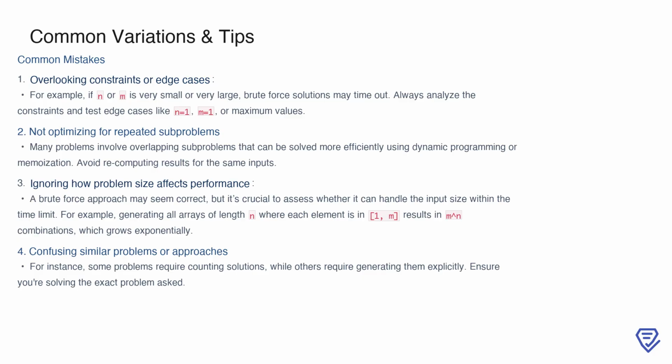Additionally, it's important to consider how the size of the problem affects your solution's performance. While a brute force approach might seem correct, it could fail for large inputs due to exponential growth. For instance, generating all possible arrays of length n, where each element is chosen from 1 to m, results in m^n combinations, which quickly becomes unmanageable. Lastly, there's the risk of confusing similar problems or approaches. Some problems may ask you to count solutions, while others require generating them explicitly. Take the time to carefully identify what the problem is asking for and tailor your solution accordingly.